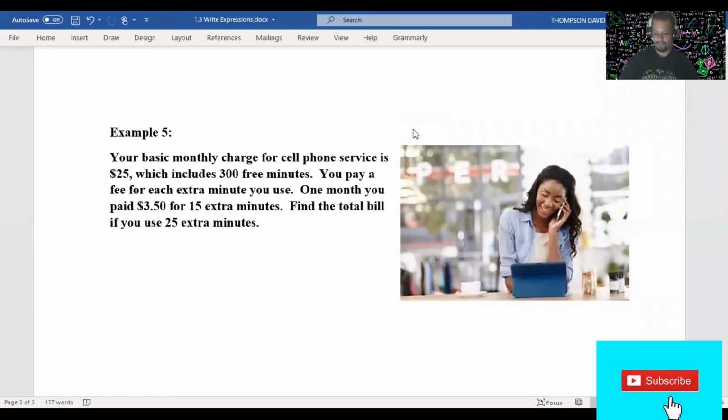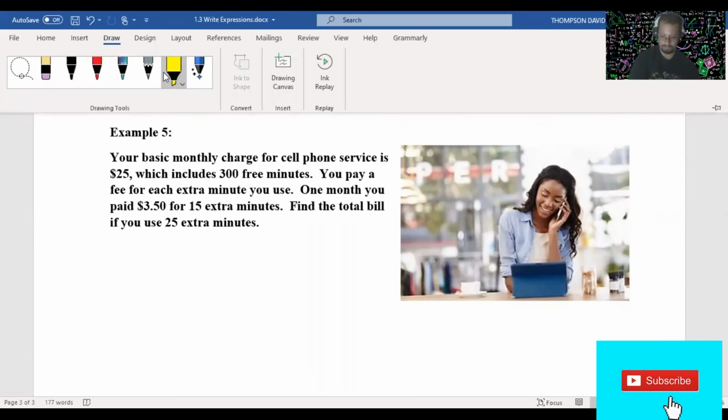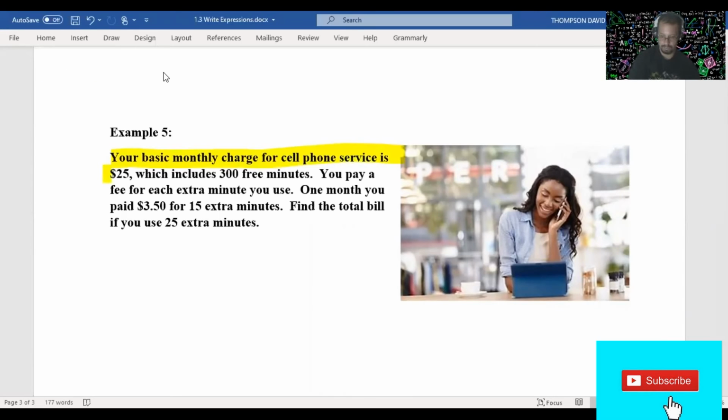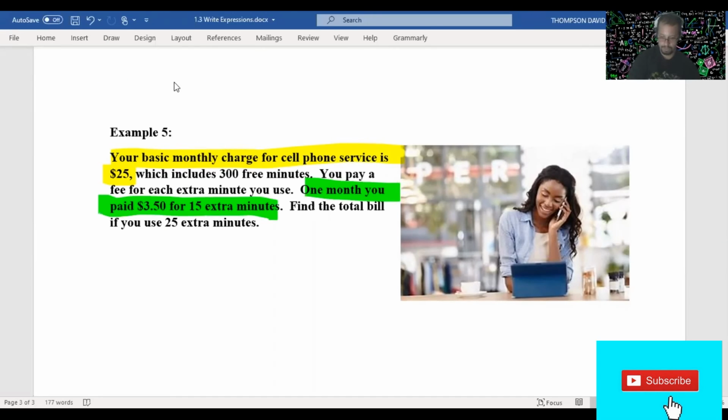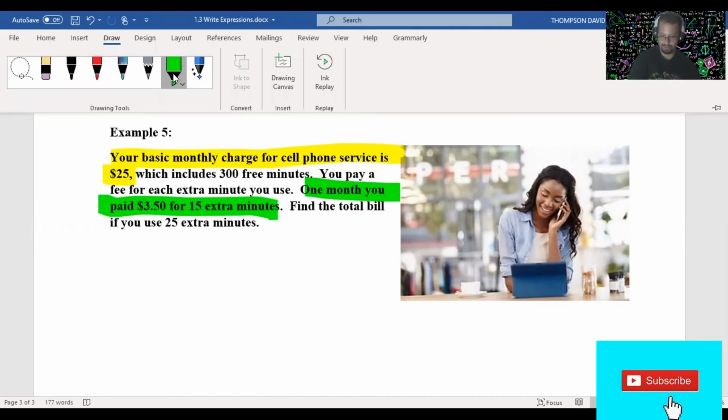Example 5. Your basic monthly charge for cell phone service is $25. Let's highlight that part in yellow. Which includes 300 free minutes. You pay a fee for every extra minute you use. 1 month you paid $3.50 for 35 extra minutes. Let's highlight that in green. Find the total bill if you use 25 extra minutes. We'll highlight that in blue because that's a different part of the question.